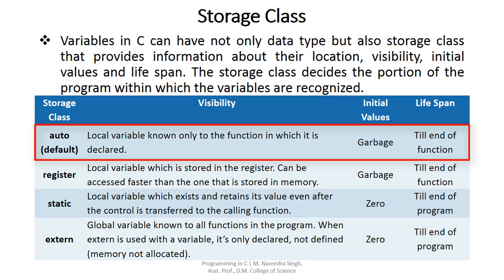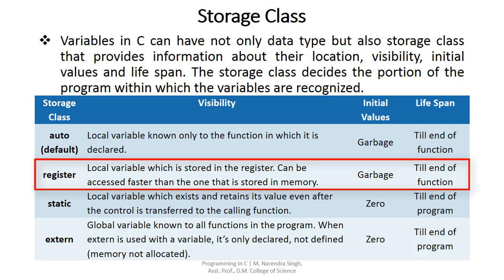The variables declared with auto storage class or without any storage class are local variables known only to the function in which they are declared. So their visibility is local to the function in which they are declared. The initial values of such variables will be some garbage value, which means they can contain any random value, and the lifespan of such a variable will be till the end of the function. Once the program control exits the function, the lifespan of such a variable is over.